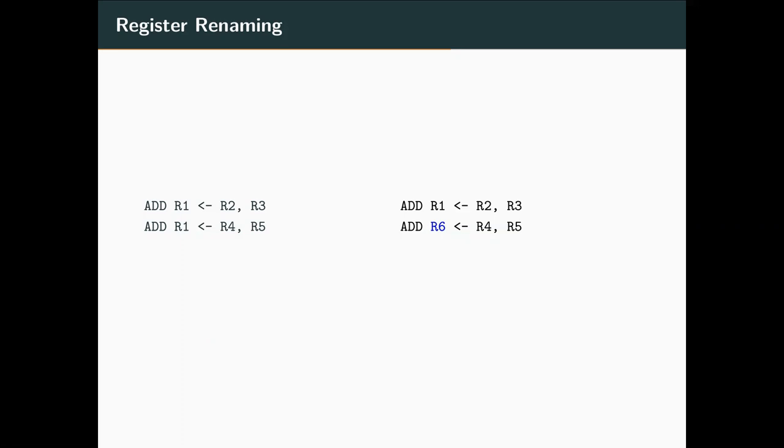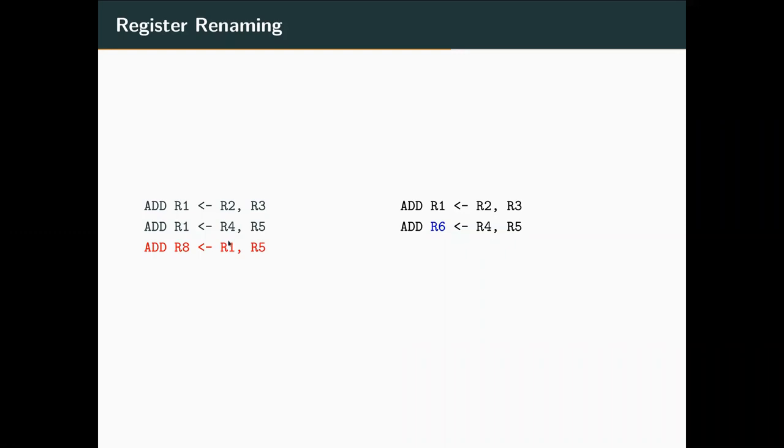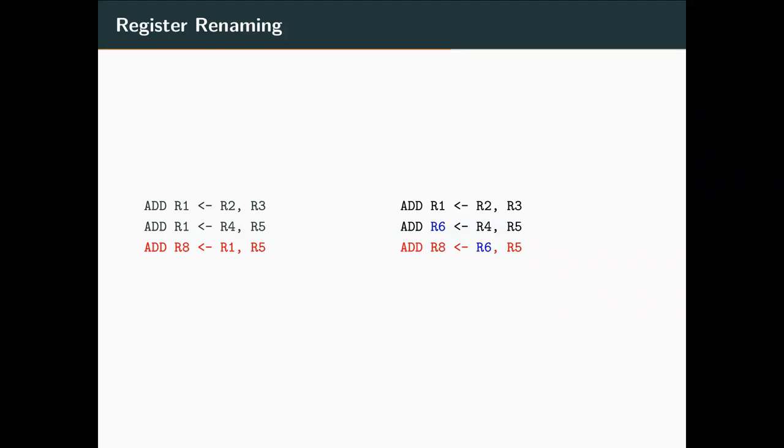But what happens when we get another instruction? Say we have an instruction that's add R1 plus R5, and we put it into R8. Well, we can't just copy this over, because we would change the value that's being used by this addition. We have to also rename this variable here, which gives us add into R8, R6 plus R5. So this is the idea of register renaming. We're gonna do this on the fly and just assign new values to each of these different registers so that we can start avoiding some of our data dependencies.